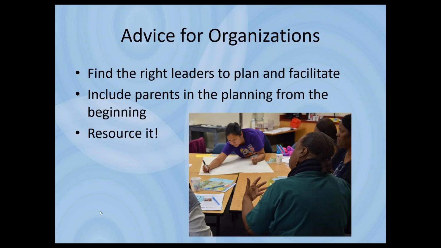So lastly, I'm just going to offer a little bit of advice if you are interested in doing this kind of work in your organizations. First and foremost is to really find the right leaders and partners to help plan and facilitate this work. It's critically important to have leaders who are comfortable with talking about race, class, and power, and providers in particular must also be willing to give up some of this power in shaping their own agenda, be more flexible with their agenda, and be very open to hearing honest feedback about their services and policies. And they must also be reflective of their own personal privilege and power when partnering with families.